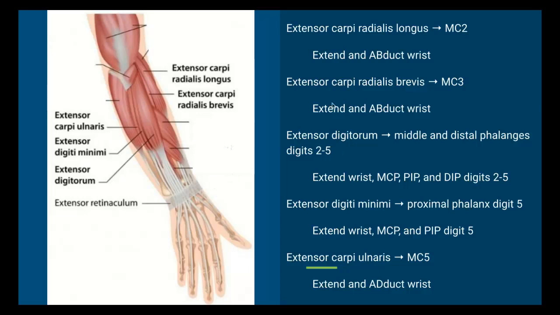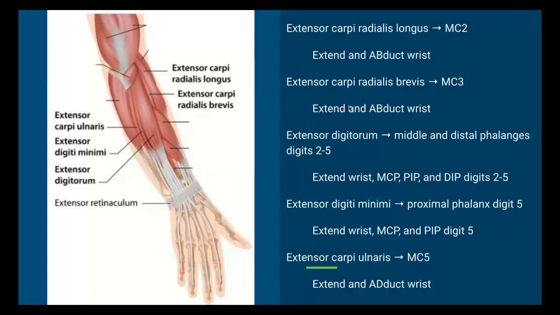Next, we have the extensor carpi radialis brevis. Remember, he's a little friend of this guy up here. He's going to be tucked a little bit beside, or a little bit behind the extensor carpi radialis longus, but the brevis is going to be inserting on metacarpal 3. You can see it coming down here. You can vaguely see it coming down here to metacarpal 3.